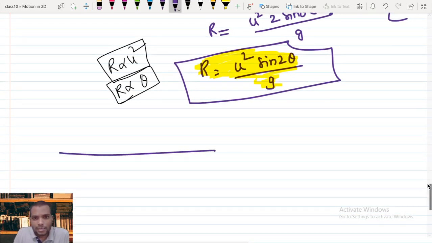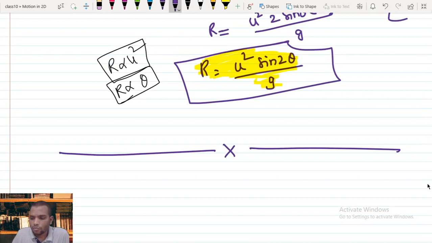So let us see how projectile motion changes if we change the initial velocity and the angle of projection theta, and how the range, time of flight and maximum height are going to change. That we will see in another lecture.